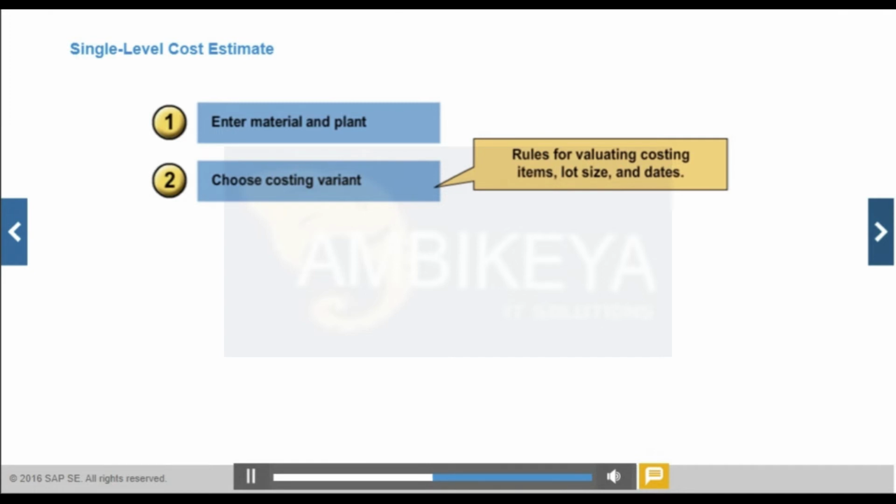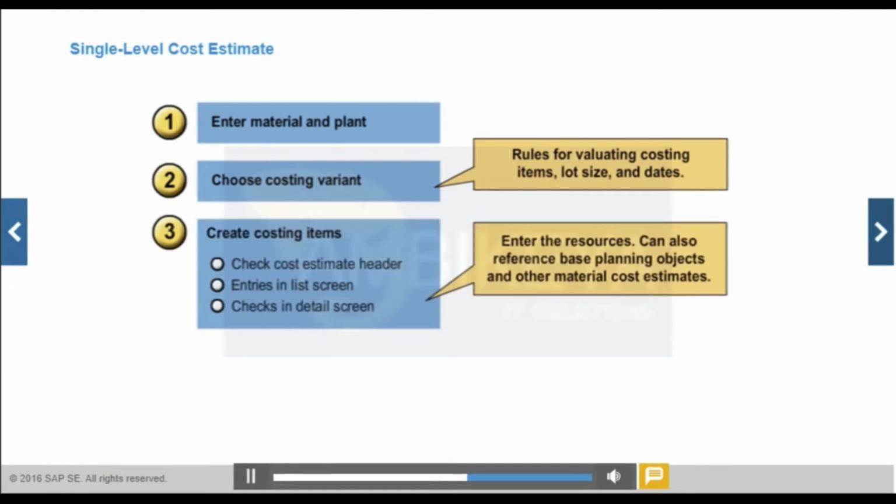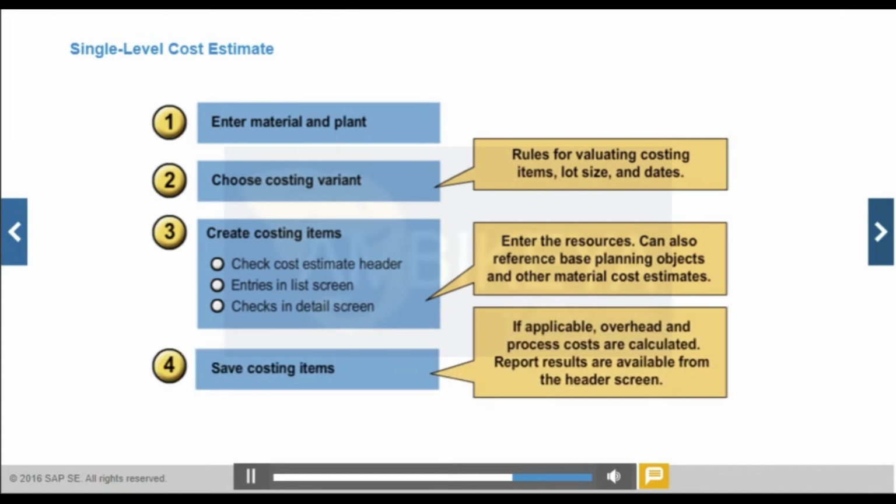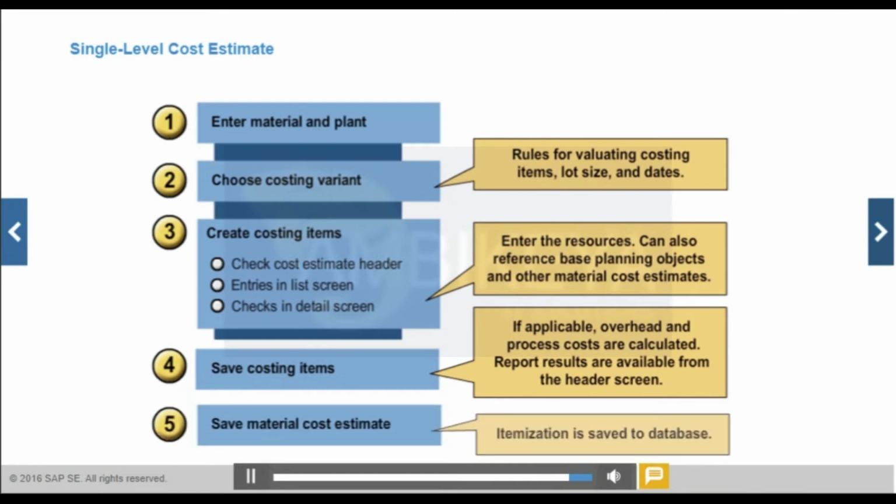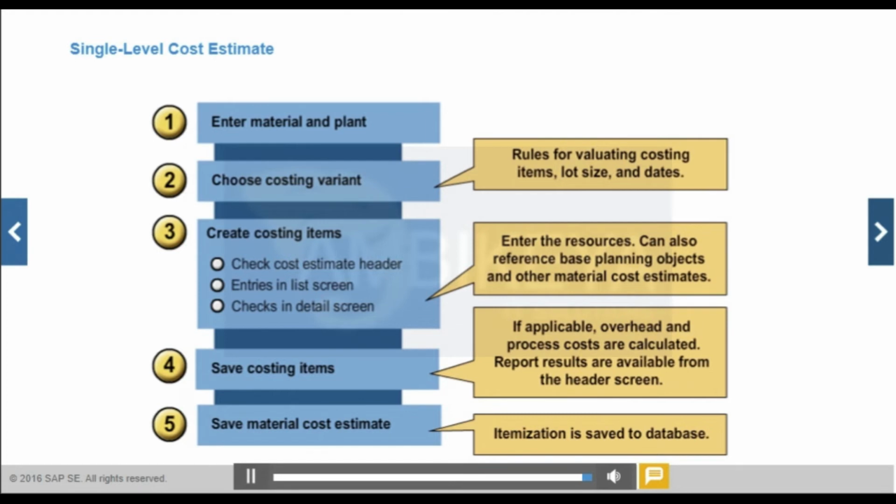A cost estimate header is automatically created that can be used to change the lot size on the fly and enter various explanatory texts. You can enter the costing items manually or reference and modify a base planning object or an existing material cost estimate. When you save the costing items, the calculation of overhead and process costs occurs automatically. The itemization and cost component split are then available for analysis. When you save the material cost estimate, the itemization is saved in the database.